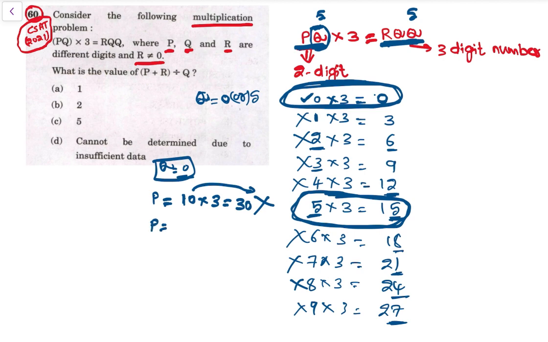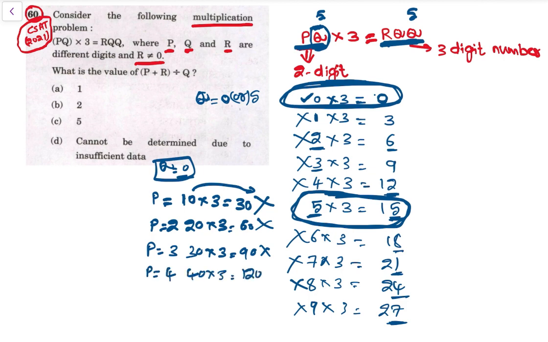Then p is equal to 2: 20 into 3 is again 60, it is a 2 digit number and it is not in the form of rqqq. Then if p is equal to 3, 30 into 3 is 90, a 2 digit number. Then p is equal to 4: 40 into 3 is 120, this is a 3 digit number but the last two digits have to be equal to q, so 0 0 should come, so p is not 4. Then if p is equal to 5, 50 into 3 is 150, again the two digits are not the same.